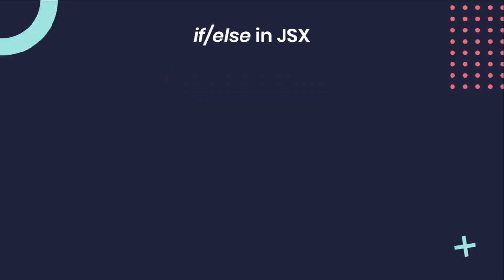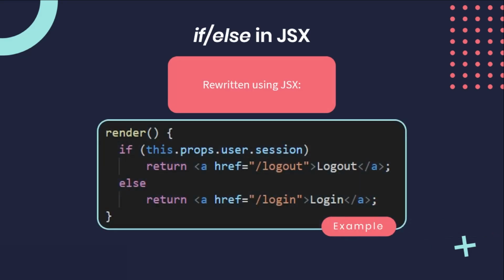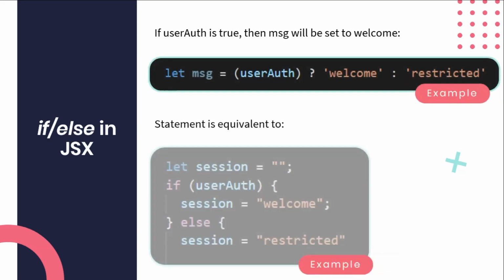You can use a similar approach and rewrite that code with JSX like this. The following ternary condition works in that if user.auth is true, then message will be set to welcome. Otherwise, the value will be restricted. This statement is equivalent to this.